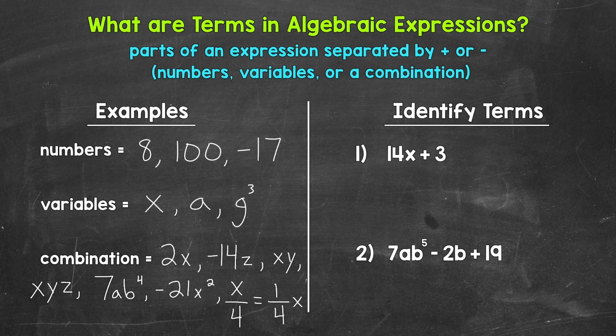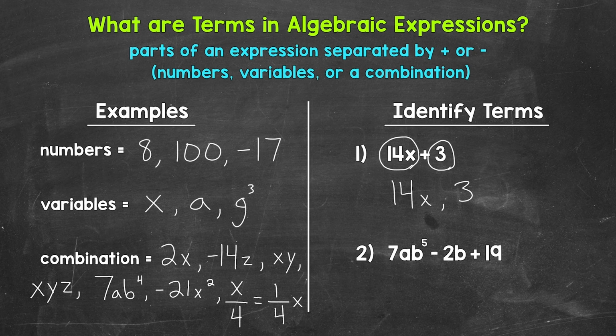Now again, terms are separated by either addition or subtraction. So let's look for parts of the expression that are separated by addition or subtraction. For example, we have 14x and then an addition sign. So 14x is a part or term of this expression. We then have that addition sign that we mentioned and then a 3. So 3 is our second term, and that's a positive 3. A term will take the sign of whatever is in front of it. We have an addition sign, so that 3 is positive. So we have 14x and 3, two terms in that expression.